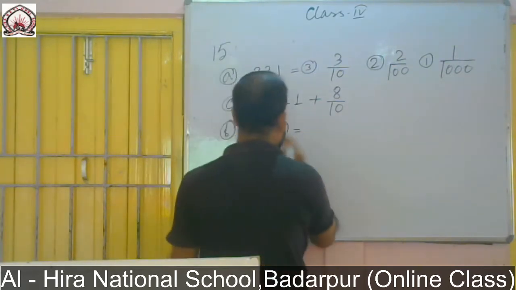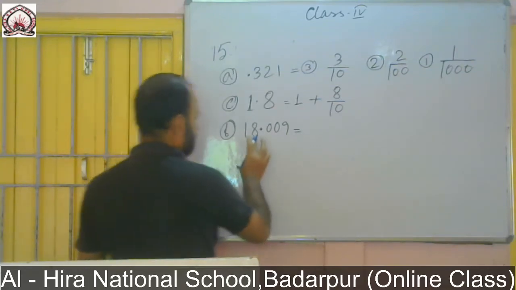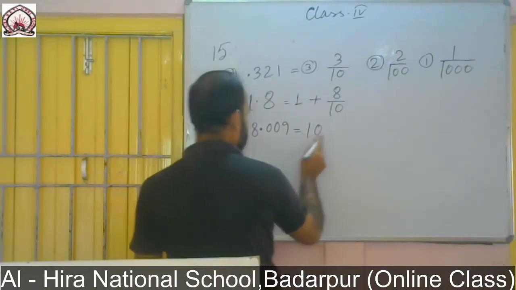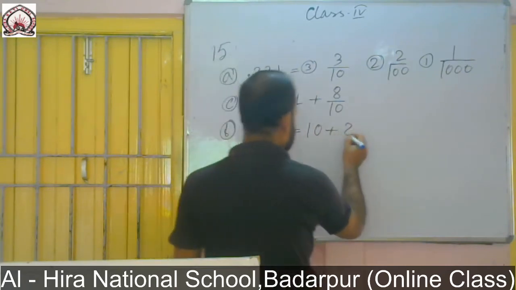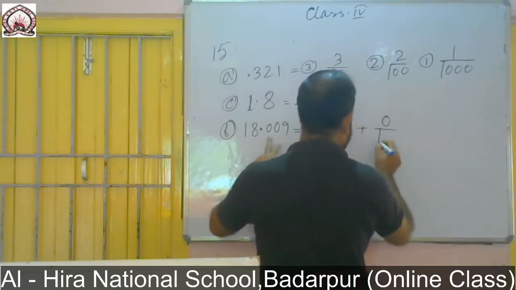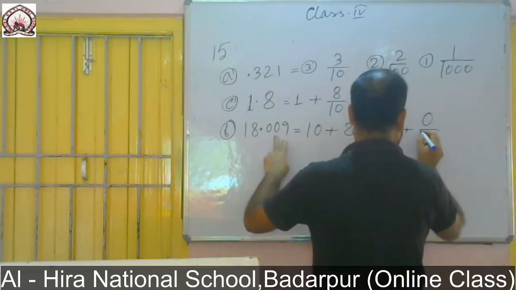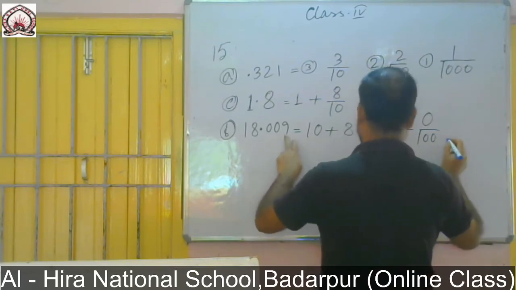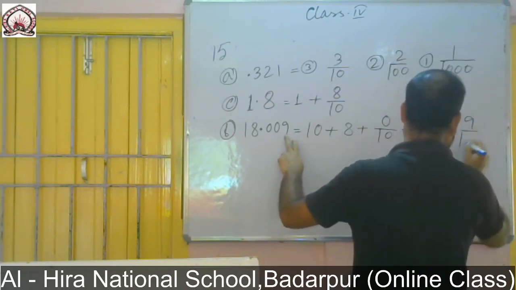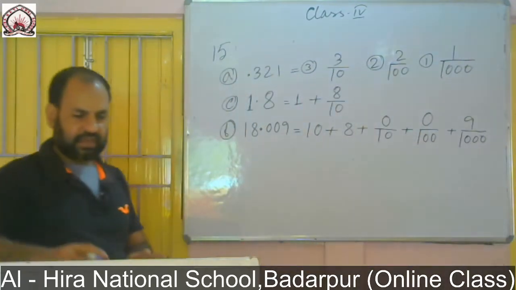18.009. So the place value of this 8 is, this side is the integral part, 1's tenth. So the place value of this 1 is 10. Then the place value of this 8 is 8. Then the place value of 0 is 0 tenth, 0 by 10. The place value of this 0 is 0 by 100, and the place value of this 9 is 9 by 1000. That means 9 by 1000.